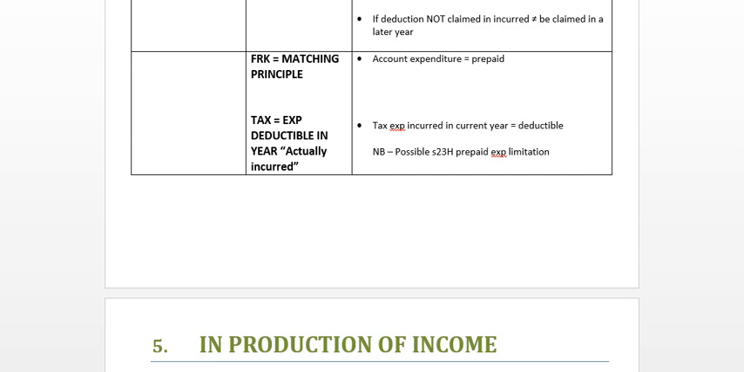Very important, possibly section 23H, prepaid expenditure limitation, so we're going to go through that. But again, as I said, it should be during the current year of assessment, any amount you received or amount incurred. It doesn't mean you have to actually pay the amount during the current year. It can be an amount incurred during the current year of assessment.